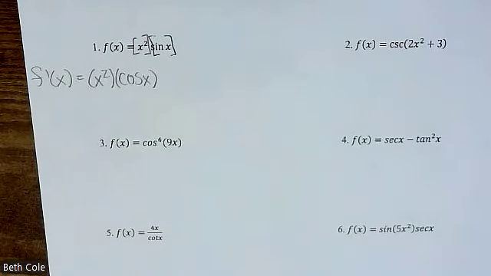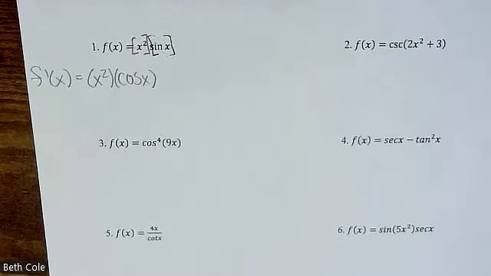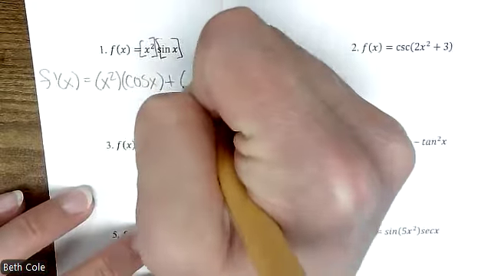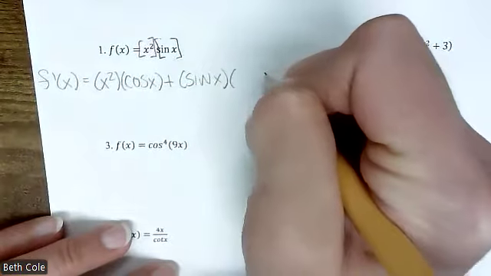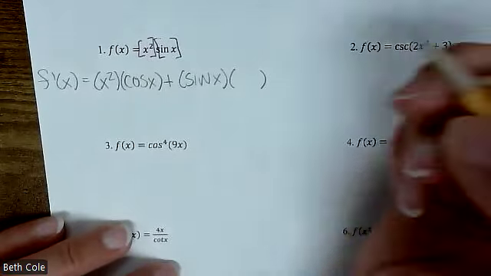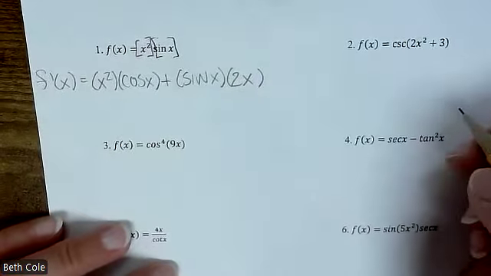I don't expect you've memorized them yet. I literally just taught them to you. Just keep your little bubble sheet off to the side and you can look back at it. All right, plus the second thing times derivative of the first, which would be what? 2x. That's it.